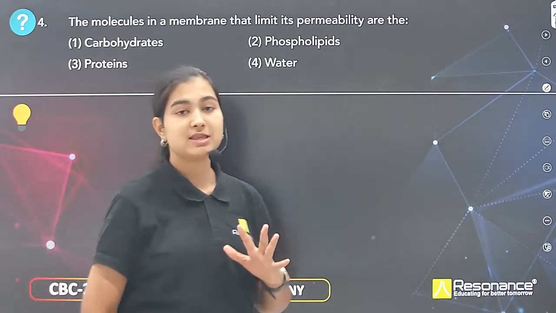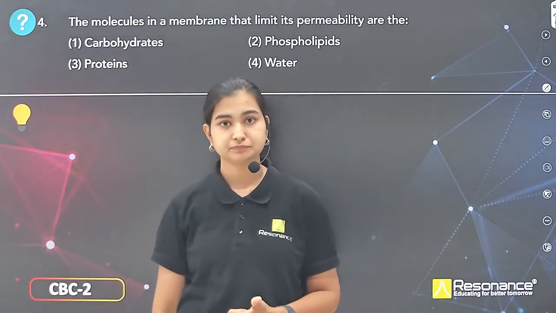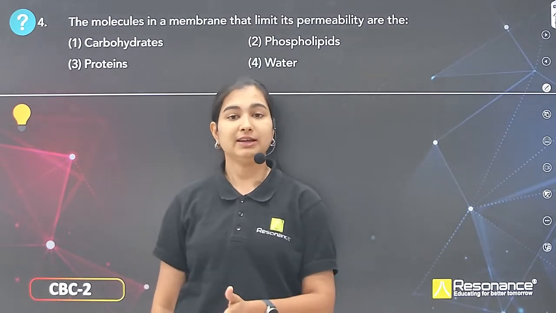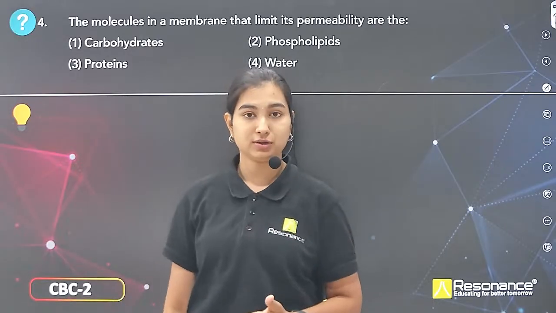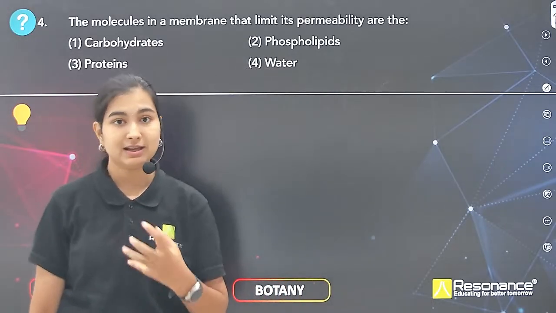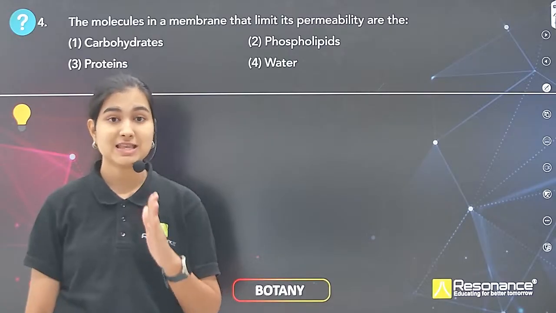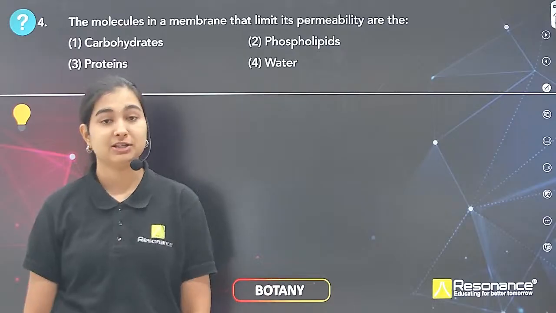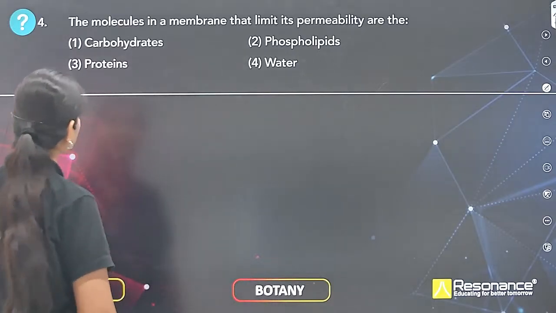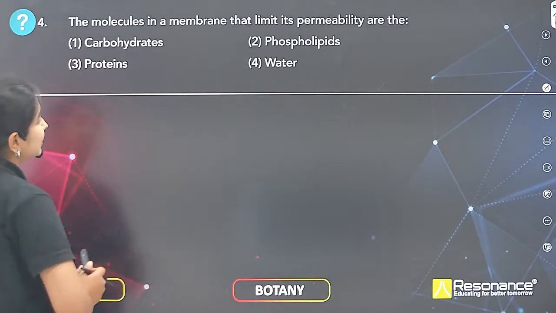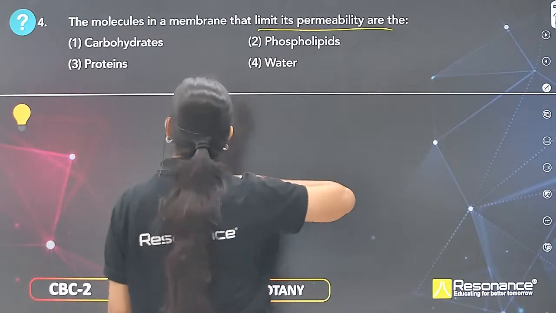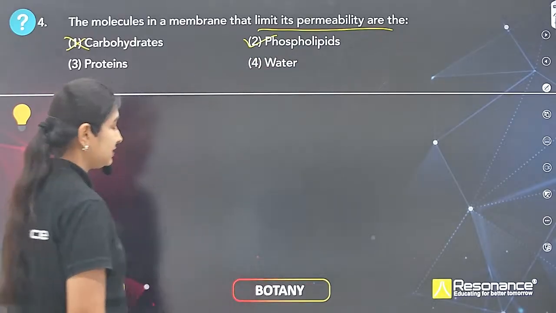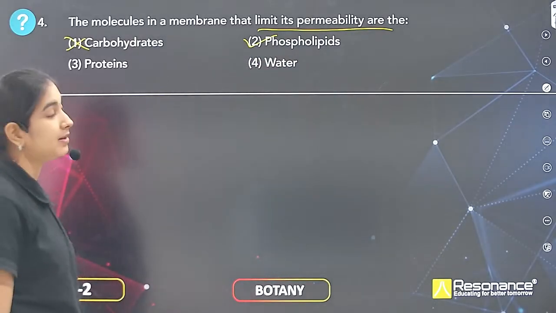So here we have permeable and semi-permeable. Permeability is like fully allowing, right? If it is permeable, it allows all the molecules. If it is impermeable, it will not allow any molecule. If it is semi-permeable, a few of the molecules are allowed and a few of them are not allowed. So here in this question, they are asking the molecules in a membrane that limit its permeability are what? Carbohydrates? No. It is the phospholipids. So they limit the permeability.